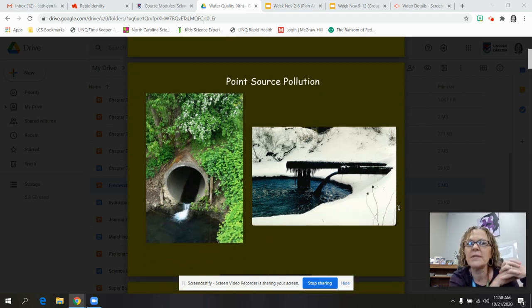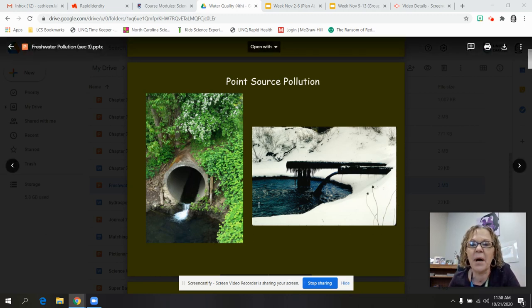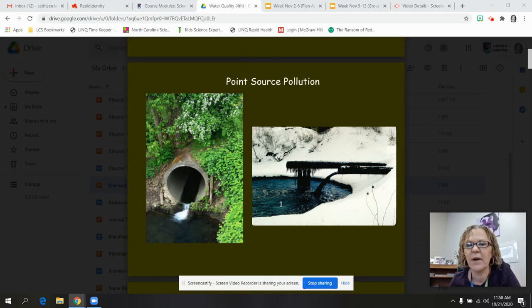All right. So point source pollution, you don't need to write anything down yet. I've got a lot of pictures in this Google slide. So point source, basically it's exactly what it sounds like. If we see the pollution and we know the source, we can point to it. For example, this body of water here on the right is very polluted, and you can obviously point to the source of the pollution because it's coming out of this open pipe.